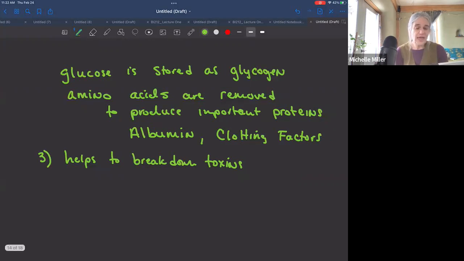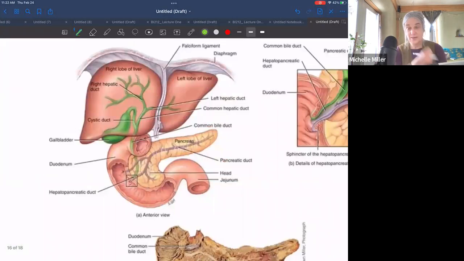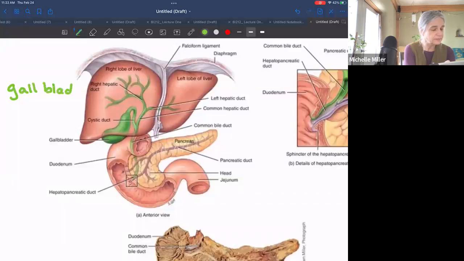So if we look at where this liver is in relationship to the small intestine and the pancreas, we can notice that it has a duct that transports this bile down into the duodenum. And bile is actually first stored in the gallbladder. So we have this gallbladder, and this stores bile.